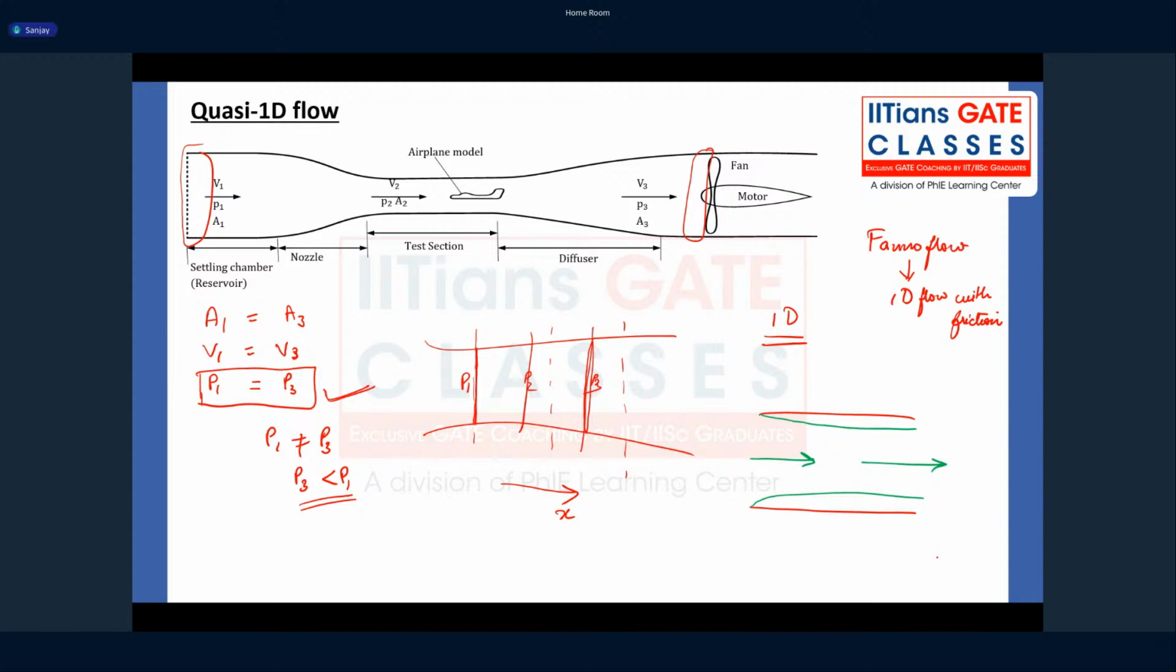See, the fan is used to create a suction pressure, right? The suction pressure you want to create at the end. So you need a favorable pressure gradient for the flow to happen. If it is an adverse pressure gradient, you will not have a forward flow. You will have a reverse flow.